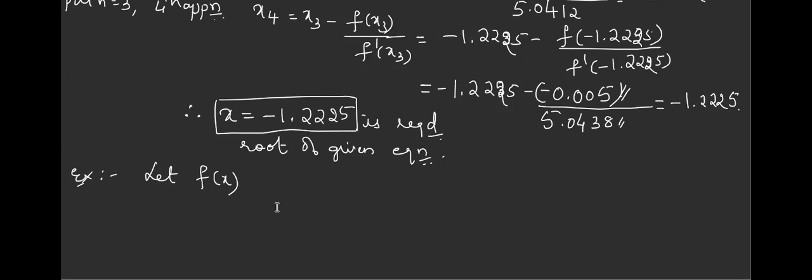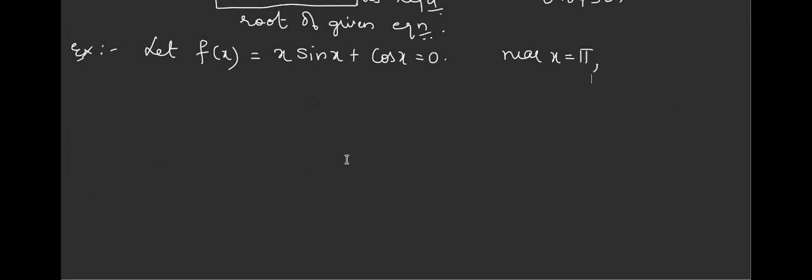Now tell me what f of x we have to take. What is the given equation? x sin x plus cos x equal to 0. Sometimes they just transfer this cos x and give you the equation, but take all the terms on one side. Okay. Now they have given that it is near x equal to pi. What is the meaning? What we have to take pi as? x naught, because this is the Newton-Raphson method. So let x naught equal to pi.